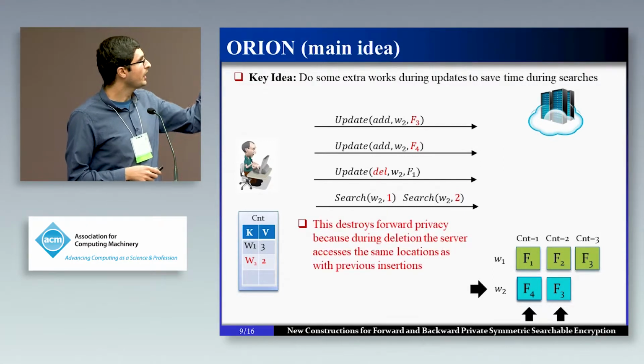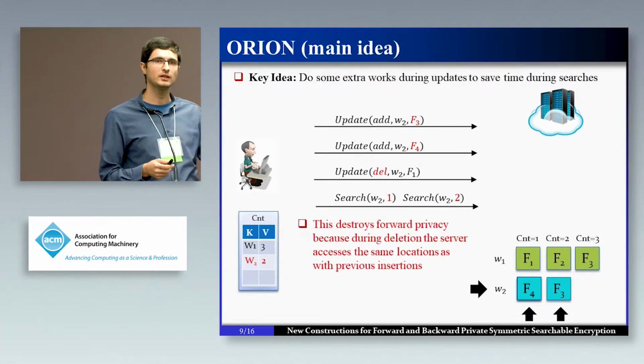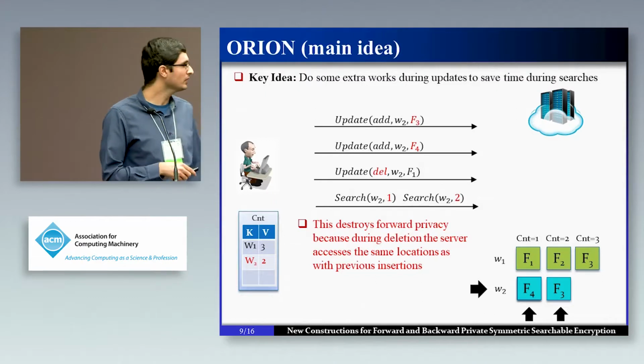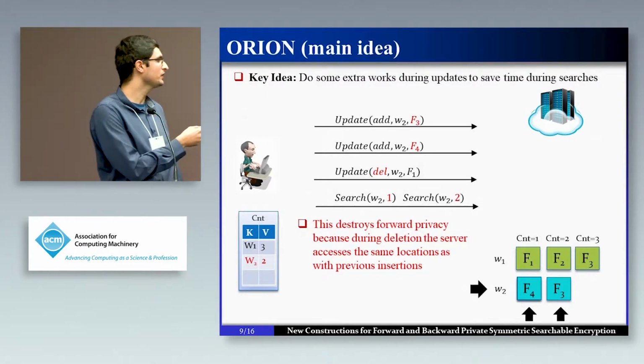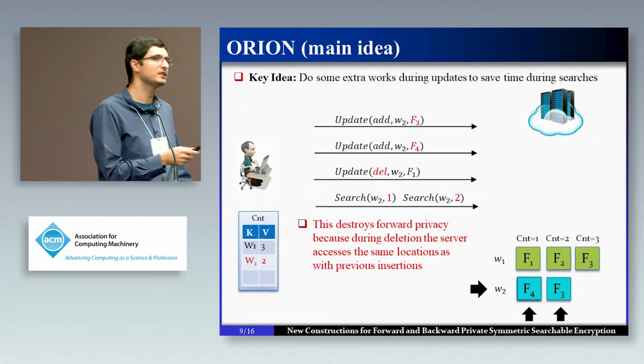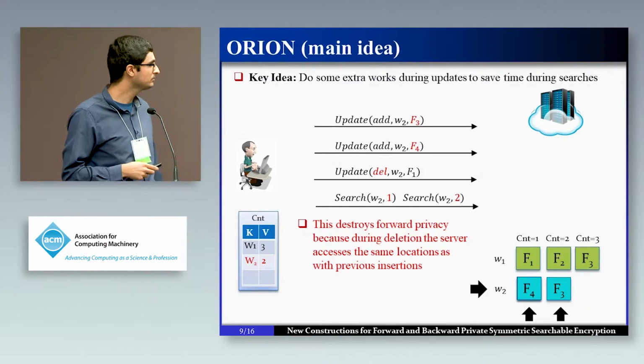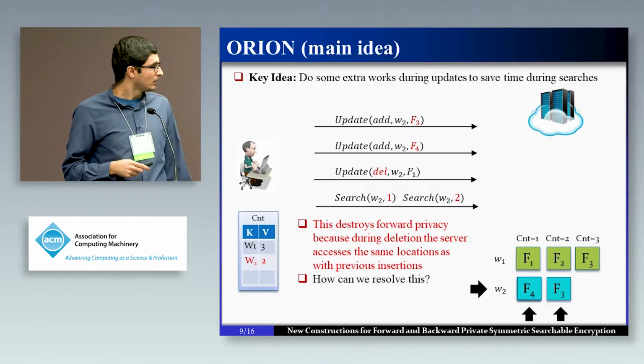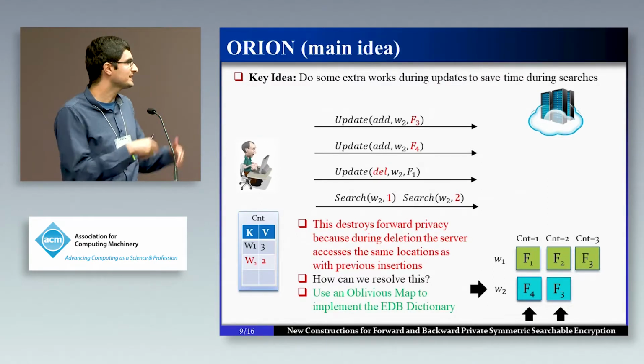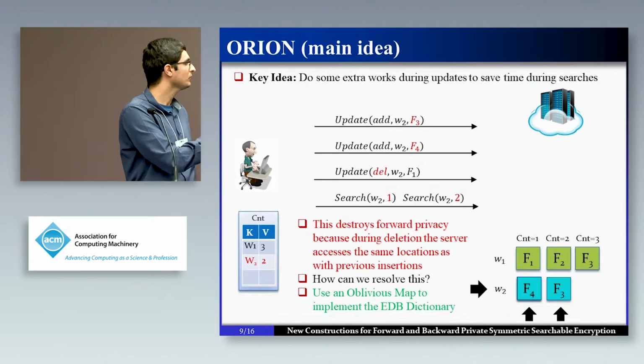Although this idea works functionally, it destroys forward privacy because the server is accessing the same location as previous insertions. So how can we solve this problem? The answer is using the same procedure, except that we replace the dictionary by an Oblivious MAP.